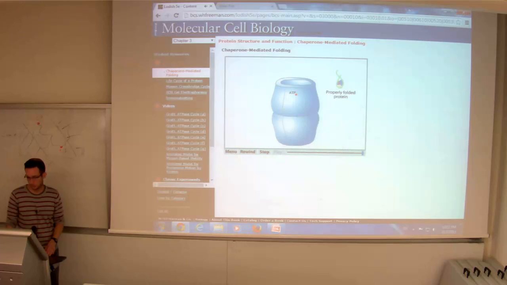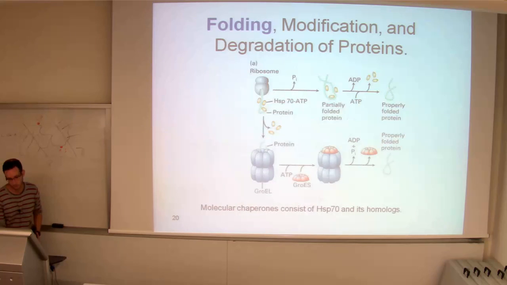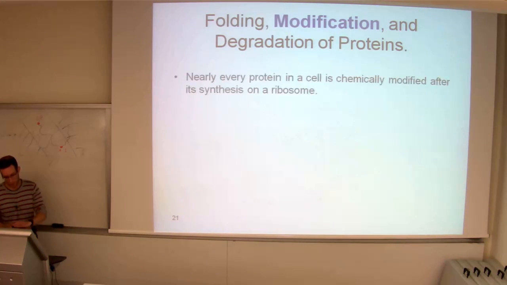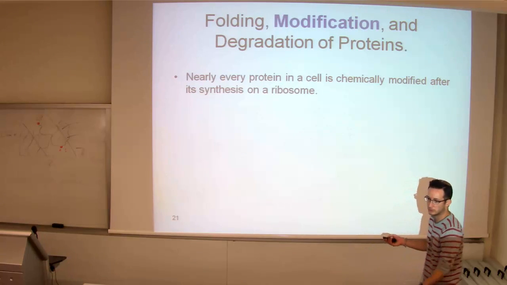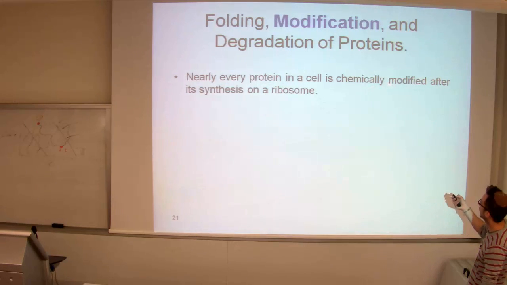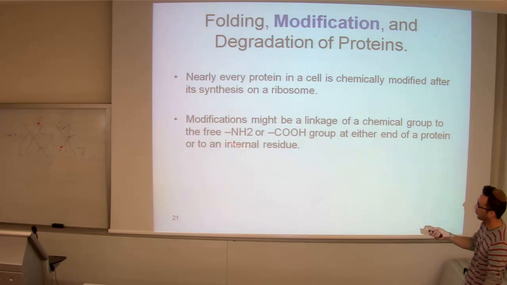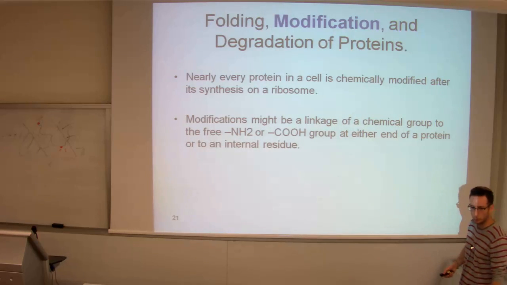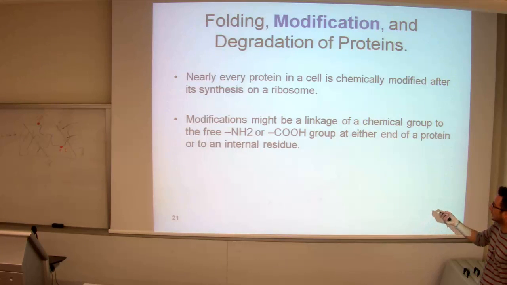So these two kinds of proteins use ATP to do the function to properly fold the protein. Now about chemical modifications. Proteins, after they are synthesized on the ribosome, almost all of them undergo some chemical modification or another. The modification is just a linkage of a chemical group to either one of the ends of the polypeptide, either the N or the C terminal, or somewhere into an internal residue.